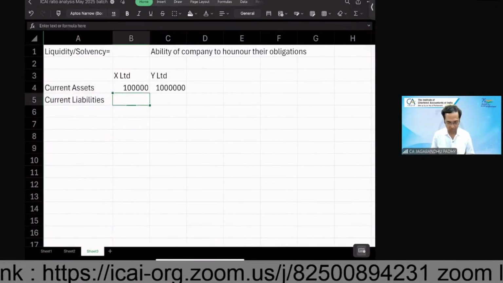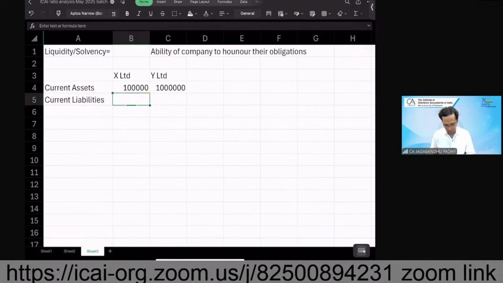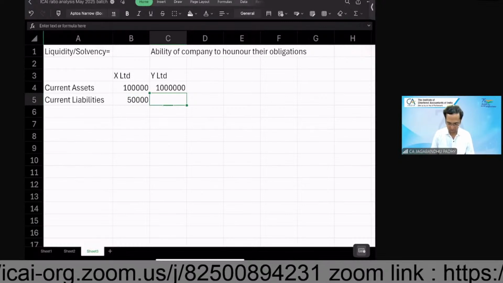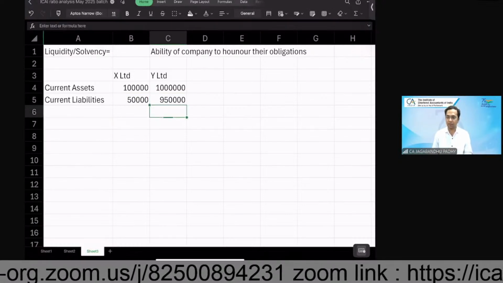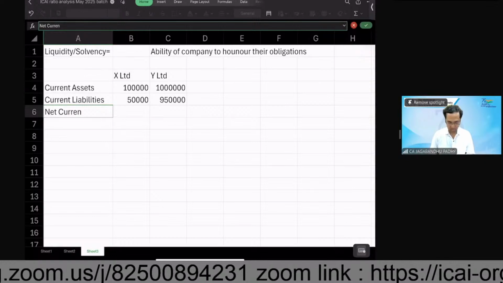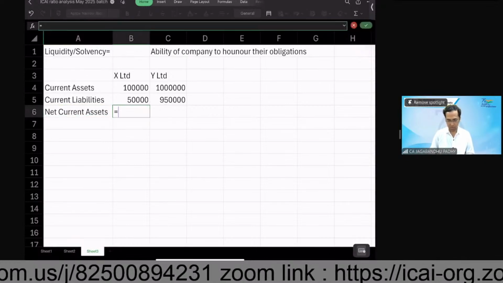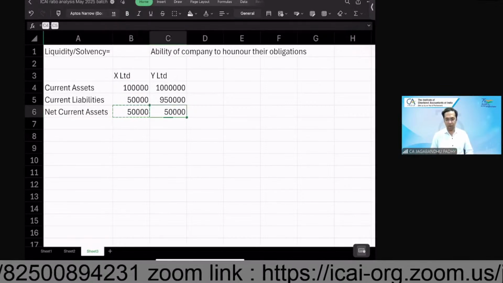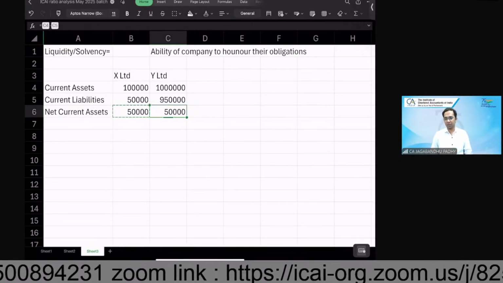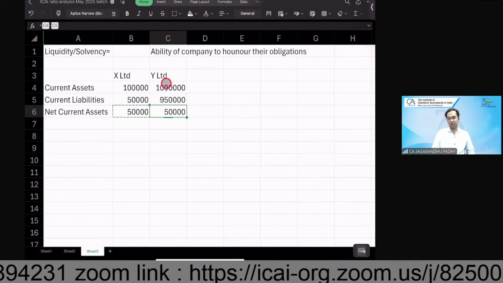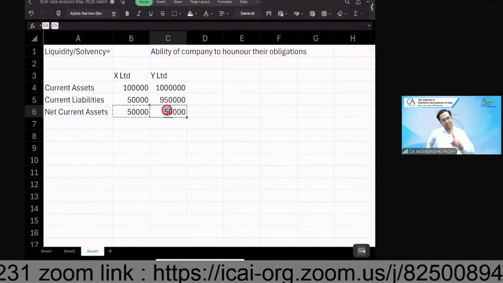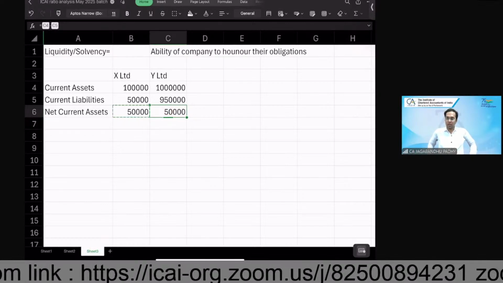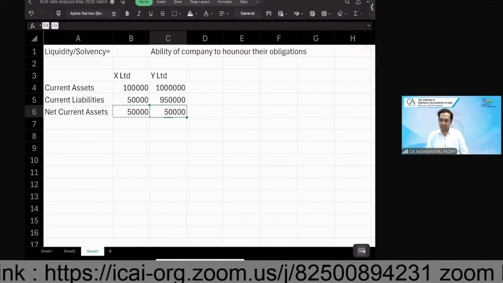So suppose X has got a current liability of 50,000. Y has got a current liability of 9,50,000. So we get net current assets of 50,000, and even Y Limited has got net current assets of 50,000. Can you say that both the companies are having the same level of liquidity and solvency now?